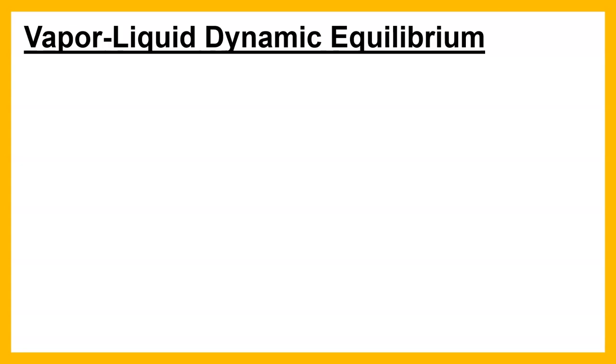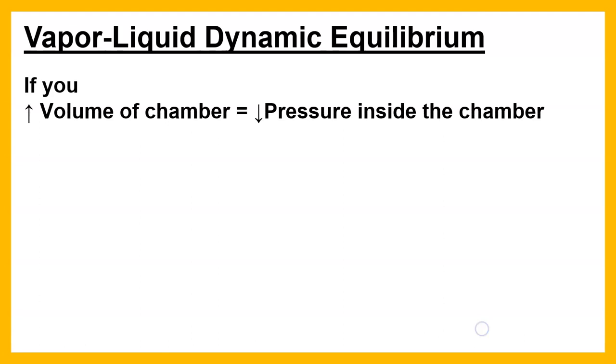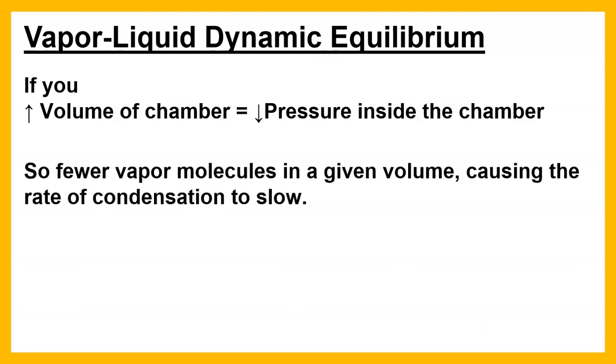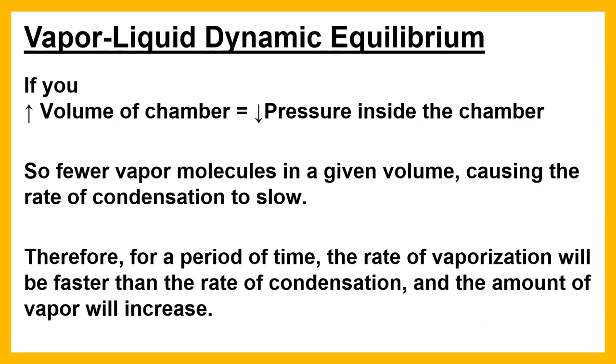Now, if you increase the size of your container, the pressure will go down, won't it? So if you don't have a lot of gas particles, you're not going to have them condensing back to the liquid very quickly. So for a little bit of time, once you've made that change to the volume, you'll have more things vaporizing than condensing. And therefore the amount of your vapor will increase and you'll establish that equilibrium again, right?